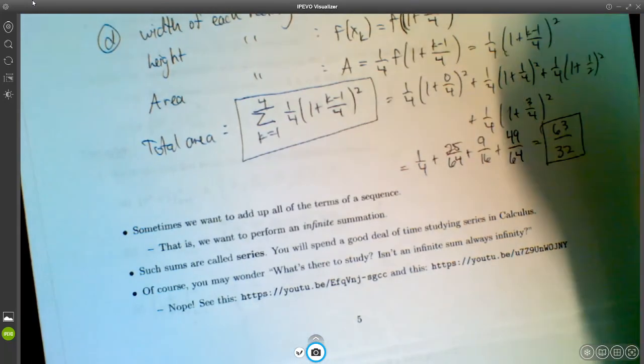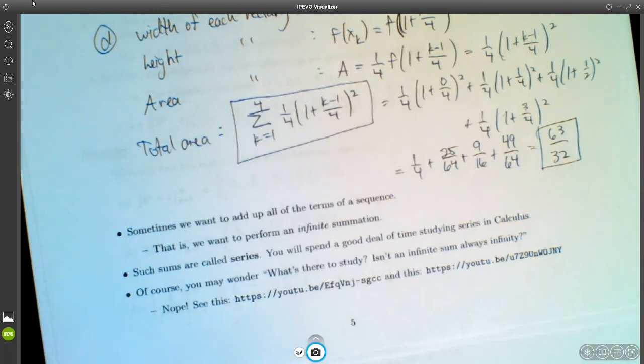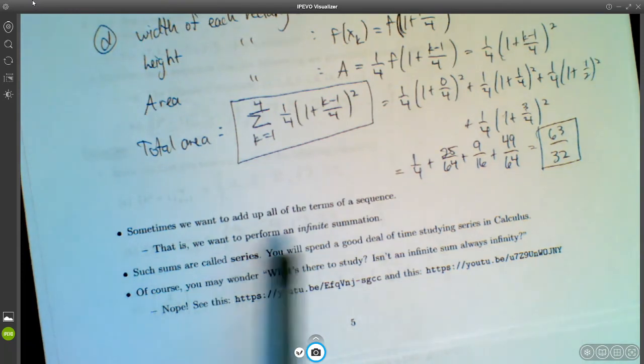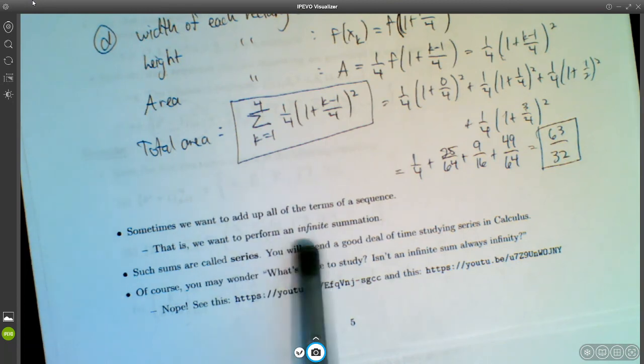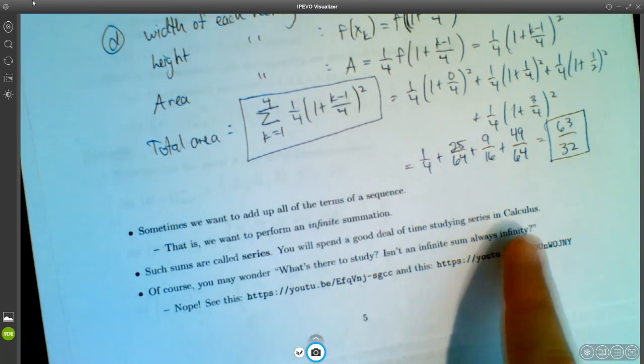Now, something really interesting that you're also going to look at in calculus, but you probably won't look at until your second semester of calculus, is the idea of adding up infinitely many terms. So let's say that you wanted to add up all of the terms of a sequence, right? So you wanted to perform an infinite summation. These kinds of sums are called series, right? And like I said, you'll talk about these a lot in calculus.